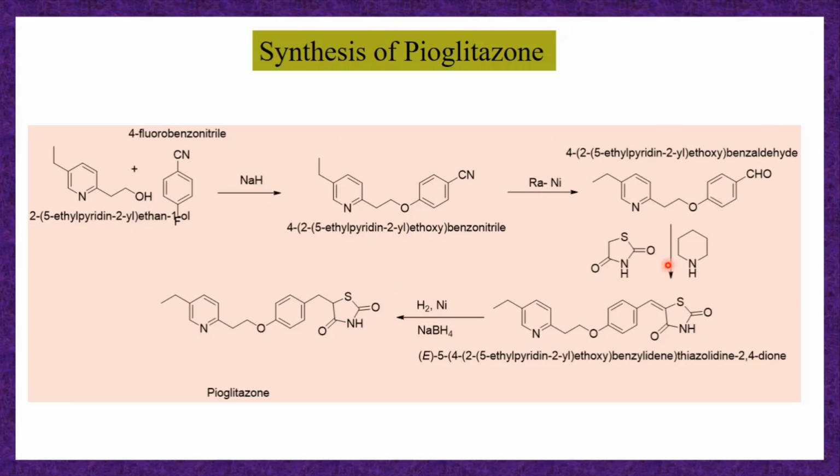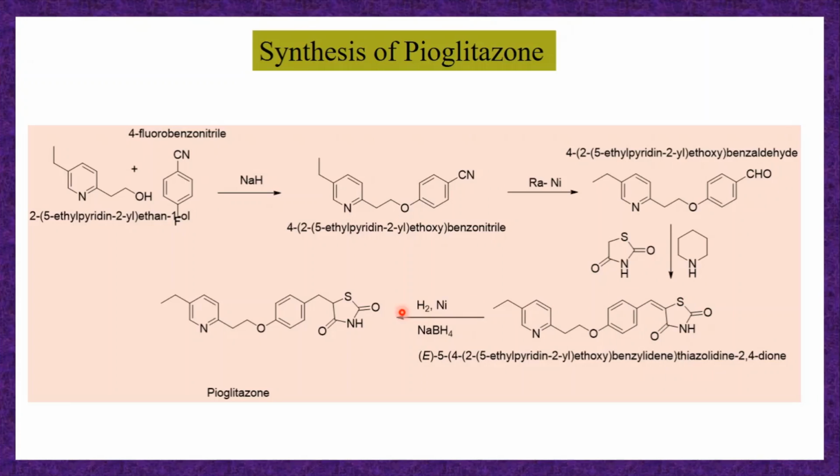Then this will undergo the reaction with this thiazolidine-2,4-dione, a 5-membered ring, under mildly basic conditions with piperidine. So this piperidine is a weak base. You will get this compound with a carbon double bond. So this CH2 will react with this aldehyde, and you will get this carbon double bond containing product.